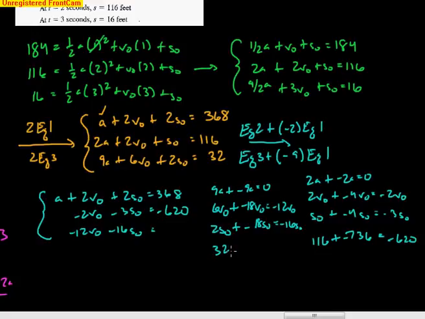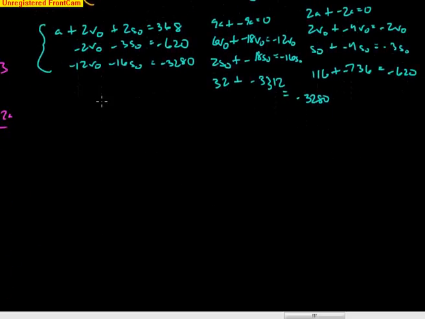And then the numbers, 32 plus, and 368 times -9 is -3312, and that comes out to be -3280. So there's my system now. Okay? So now what am I going to do? Well, I have a choice. I can make this say 1v sub 0, but that would create a fraction here. Or I could try to eliminate the v sub 0 down here. I'm going to do that, okay?